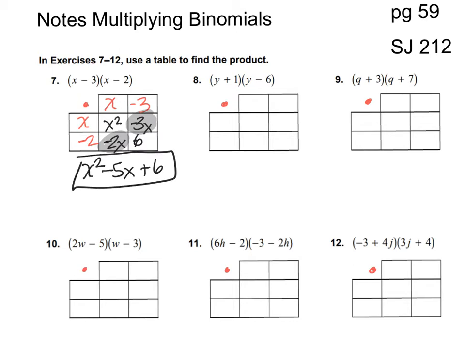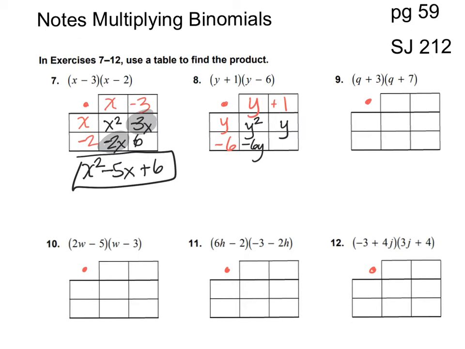For number 8, I'm going to put y plus 1 in the top and y minus 6 in the bottom. And that plus 1, you probably don't have to have a plus 1, but I think it's just good for our brain to see that positive 1. Now we're going to multiply. y times y is y squared. 1 times y is y. y times negative 6 is negative 6y.